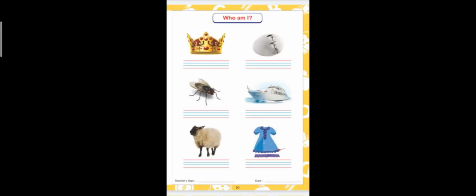Children, please open page number 90 of your English classwork book. Now we have to do page number 90. Let's write the date. 27.1.21. The heading is Who am I? It is same as page number 89. In this page, we have to see the pictures carefully and write their names.